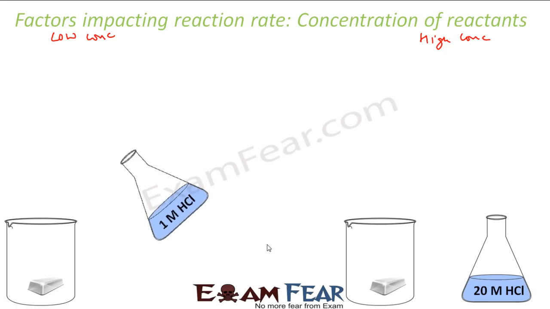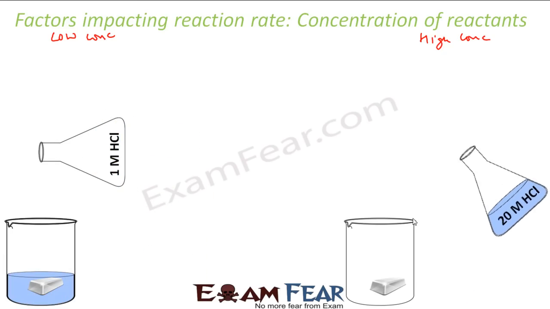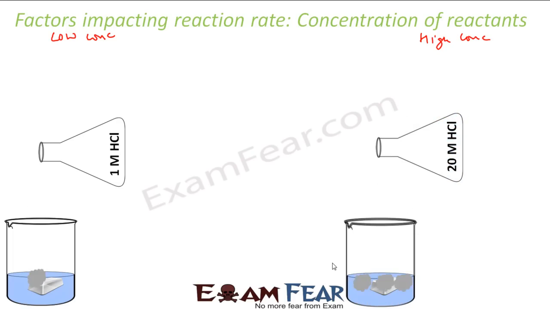If you see, when you put 1 M HCl in this beaker, the reaction starts. You put 10 M HCl in this beaker, the reaction starts. But if you see, the rate of reaction is different. You can try this in the lab. Here the rate of reaction is less, and the hydrogen gas coming out is less.